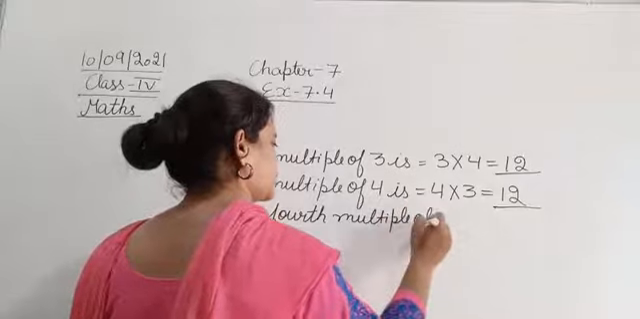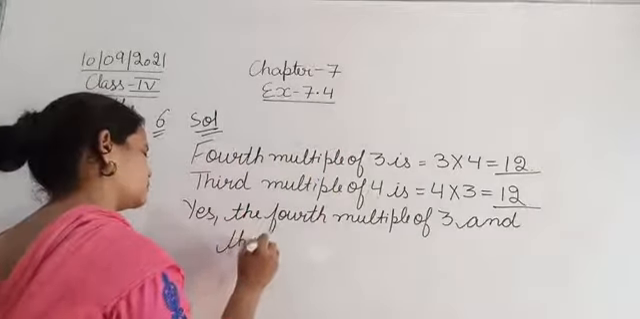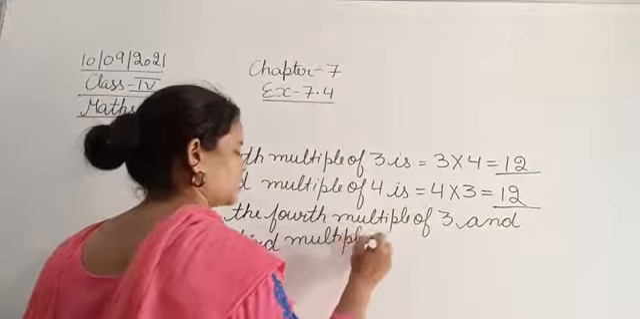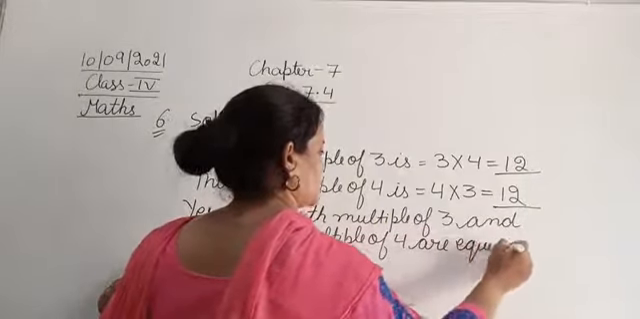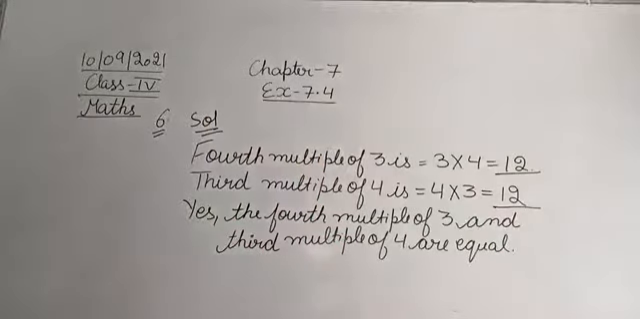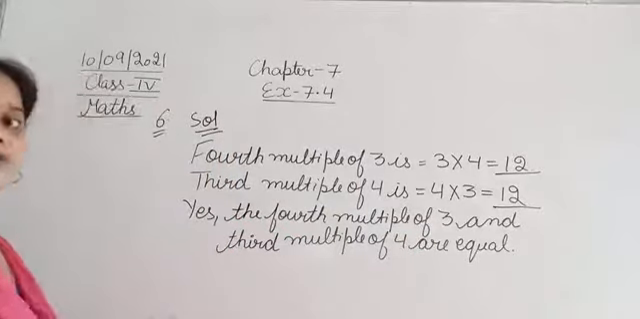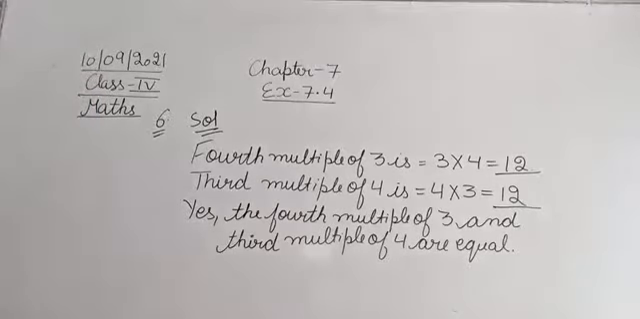multiple of 3 and the 3rd multiple of 4 are equal. Yes, the fourth multiple of 3 and the third multiple of 4 are equal. So this is the solution for question number 6. See, 3 into 4 is 12, 4 into 3 is 12. So they both are equal. That's why we will write, yes, the fourth multiple of 3 and the third multiple of 4 are equal. Clear? You can pause your videos here and note it down in your notebooks.